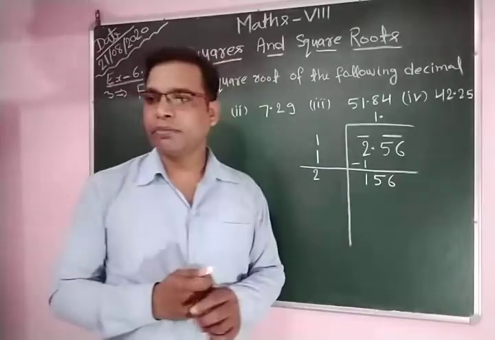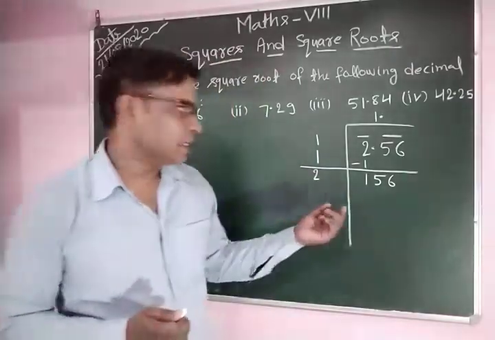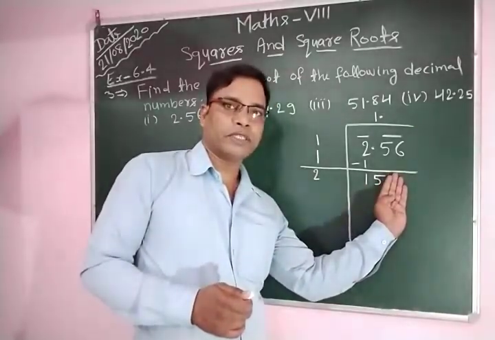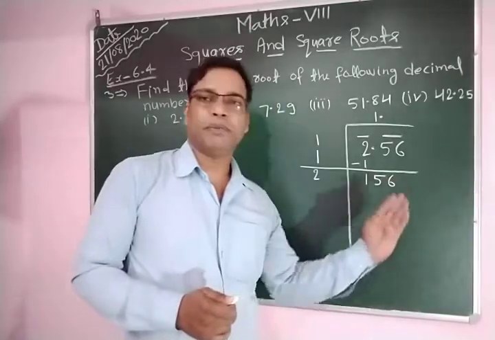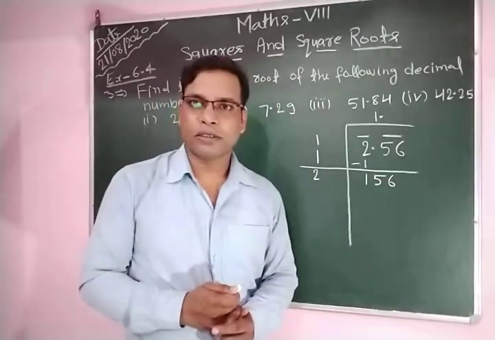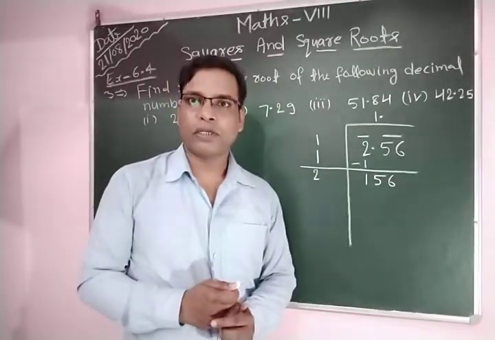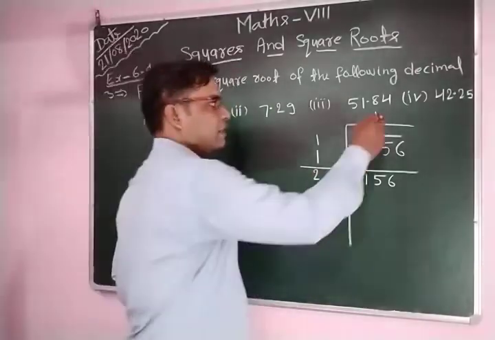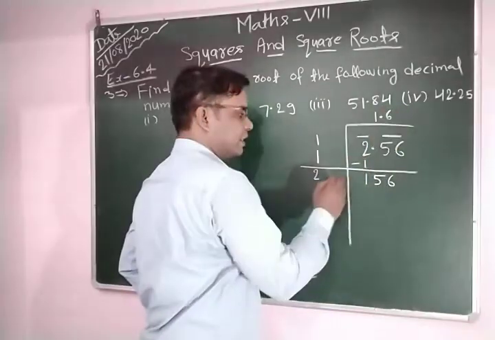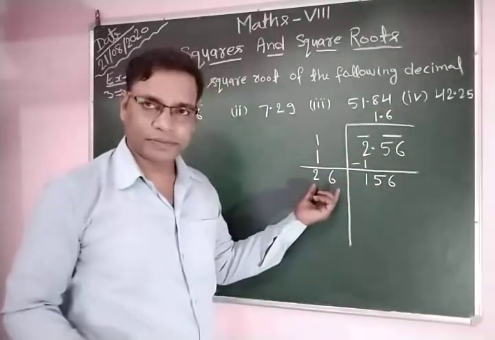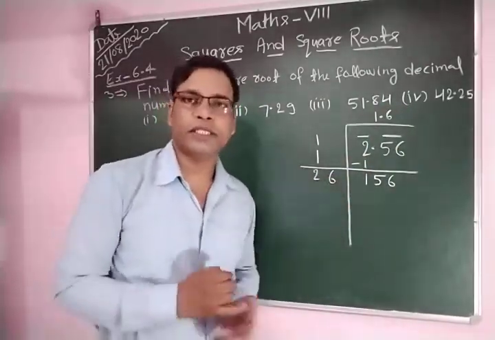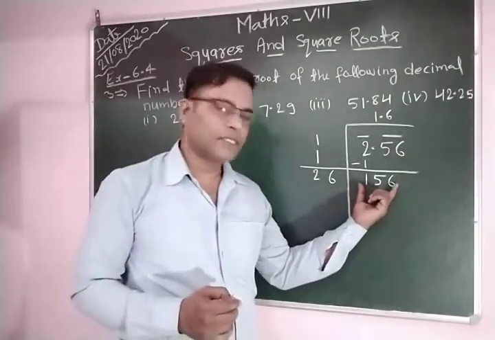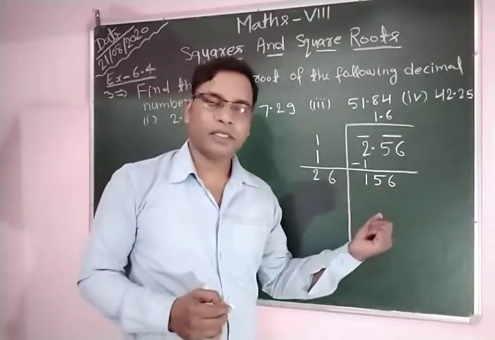So which number do we take here? If you cover the 6, you can see only 15. If you divide 15 by 2, then we obtain 7, so we take 6. Then we select the digit 6. Here you write 6. This becomes 26. 26 is our new divisor, and 156 is our new dividend.